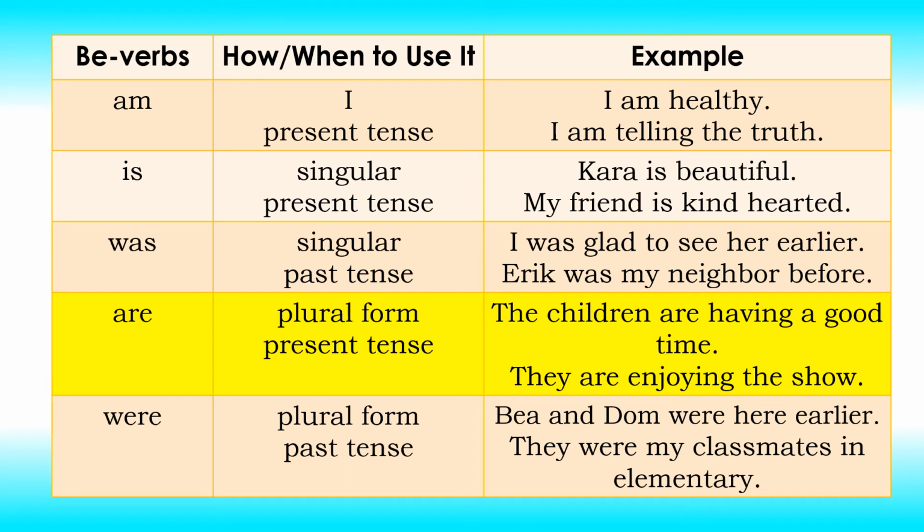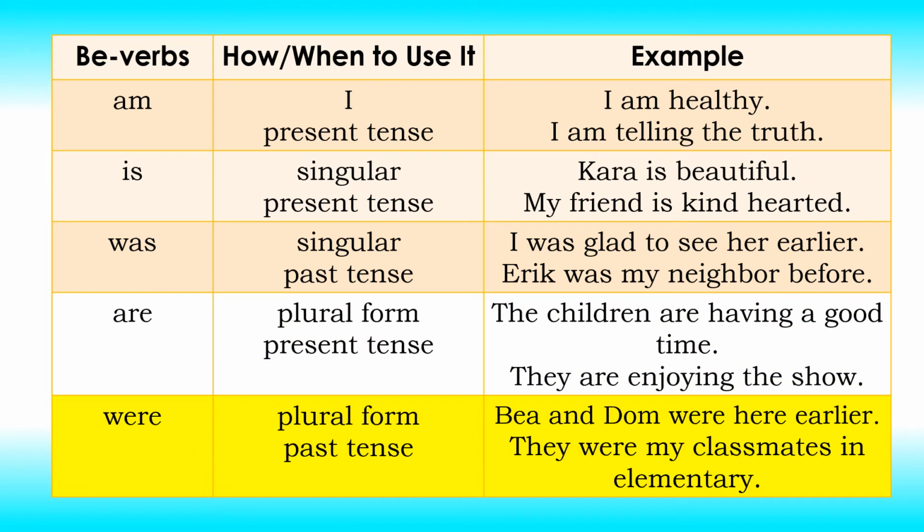And finally, were. Were is used when the subject is in the plural form but in the past tense. That is, the action was already done. Example: Bea and Dom were here earlier. They were my classmates in elementary.